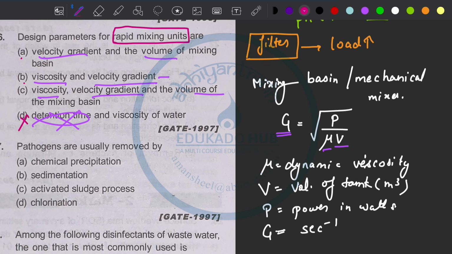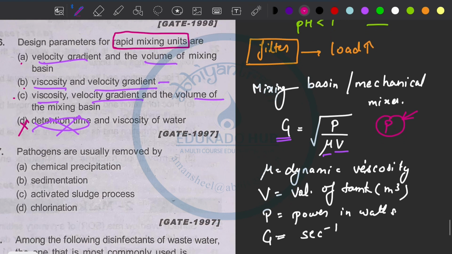Viscosity, okay. So option D is not suitable for us, right? Option A and option B are good, but they are not covering all the design parameters. Power is not a design parameter, it is supplied by the operator, so it does not come in design parameters. The design parameters are only viscosity, velocity gradient and volume of the mixing tank. So option C is the correct option.